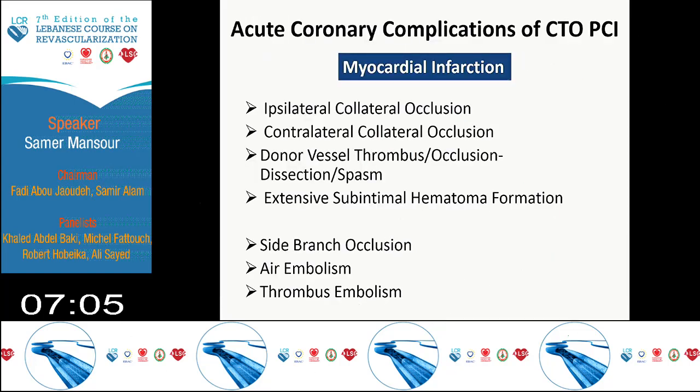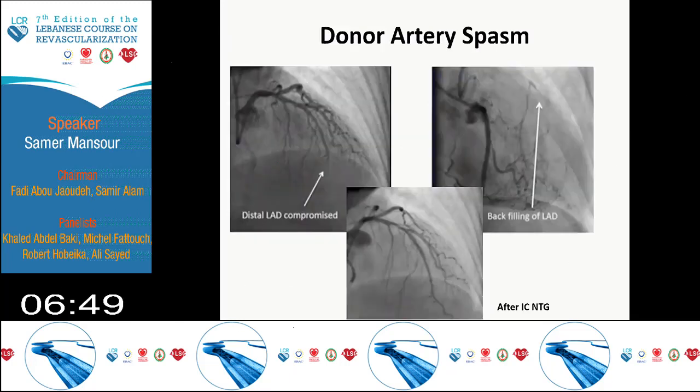Why do we have higher myocardial infarction? Because we may lose ipsilateral or contralateral collaterals. You may have a donor vessel thrombosis, spasm, or occlusion. Dissection, you may have extensive subintimal hematoma that will progress to your distal bed. You may lose side branches. You may embolize air. You may embolize thrombus. You need to pay attention to all that.